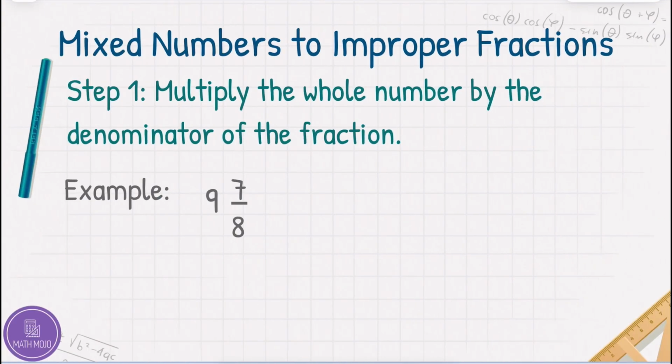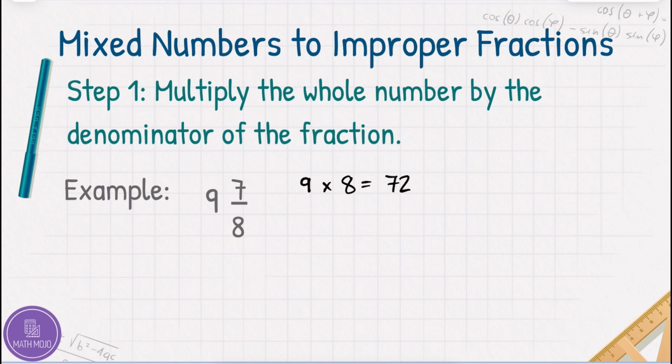Okay, now we're going to learn how to do the opposite. We're going to turn our mixed number into an improper fraction. Step 1 would be to multiply the whole number by the denominator of the fraction. Over here we have 9 as our whole number, and then our fraction is 7 over 8. So looking at the whole number and the denominator, we're going to multiply those. 9 multiplied by 8 gives us 72.